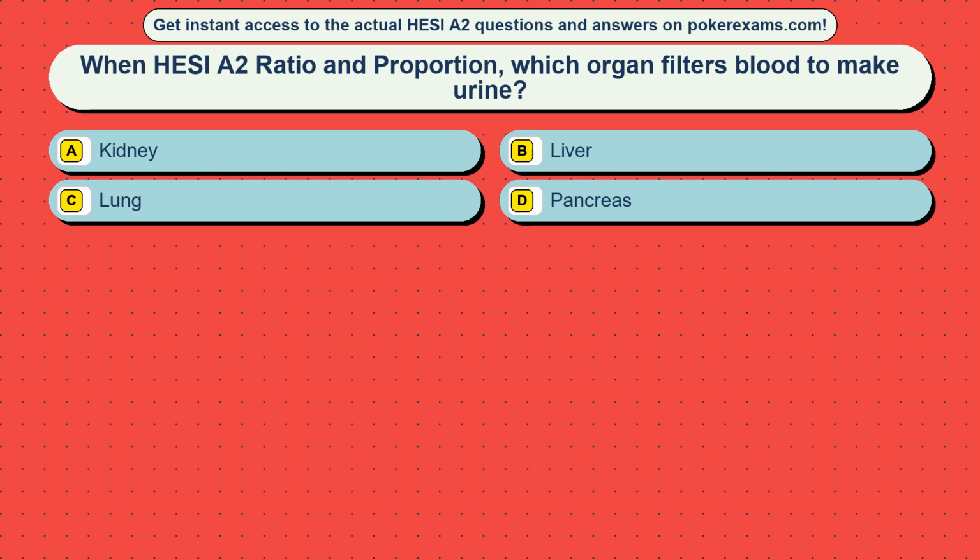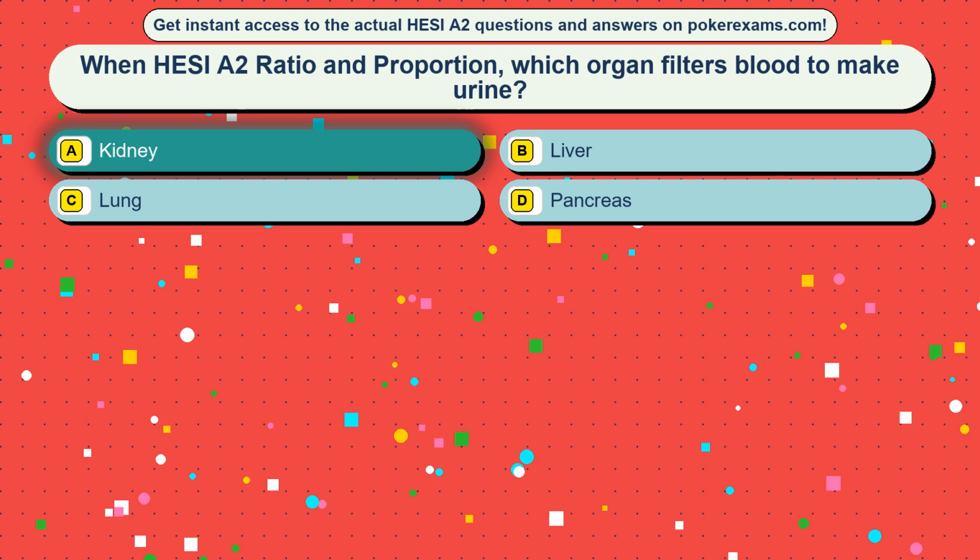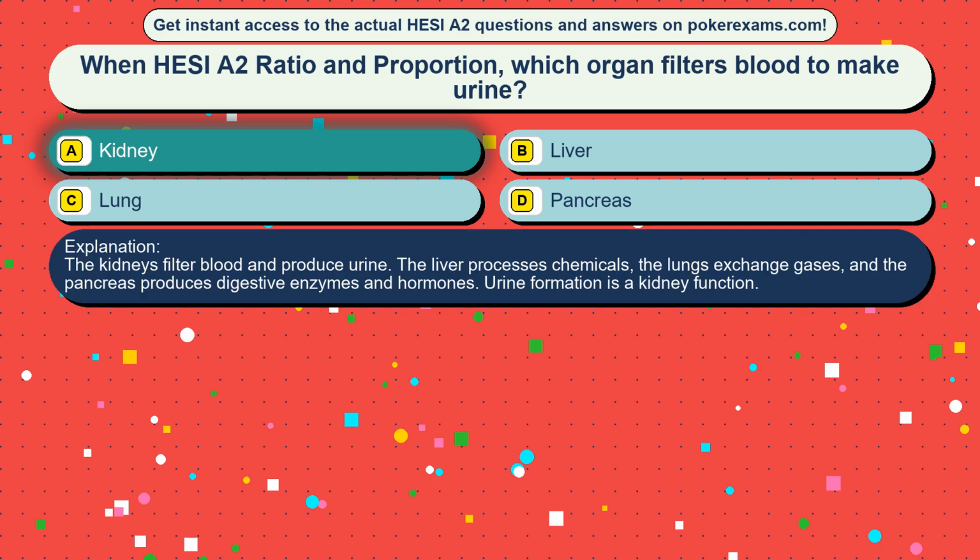Question 29. When HESI ratio and proportion, which organ filters blood to make urine? Option A, kidney. Option B, liver. Option C, lung. Option D, pancreas. The correct answer is option A, kidney. The kidneys filter blood and produce urine. The liver processes chemicals, the lungs exchange gases, and the pancreas produces digestive enzymes and hormones. Urine formation is a kidney function.